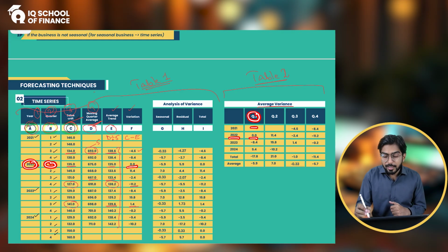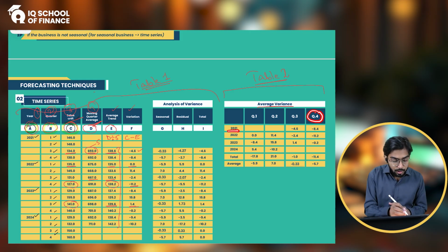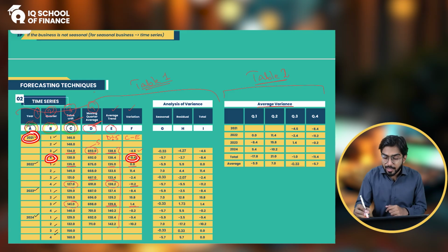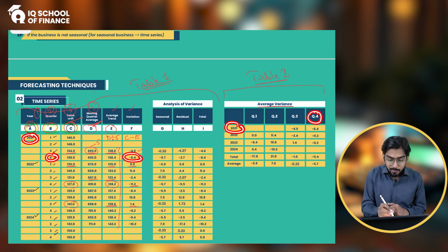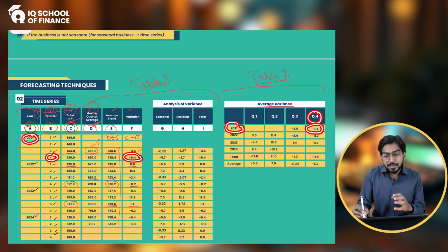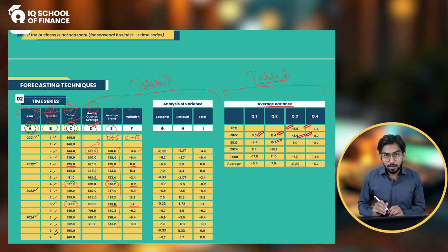Similarly, quarter 4 of 2021: what is the variation value? Minus 8.4. It's written here, quarter 4 of 2021 is minus 8.4. So this is how you will feed all the values in each cell, and leave those cells empty where we do not have the value of the variation. So far is it okay?